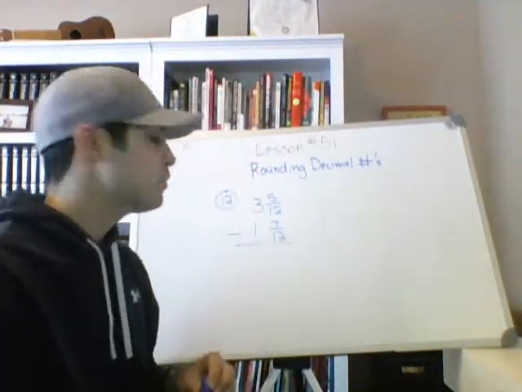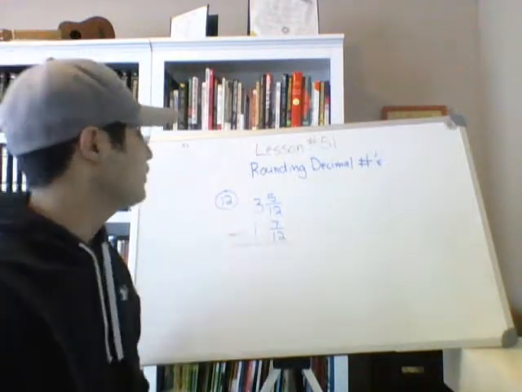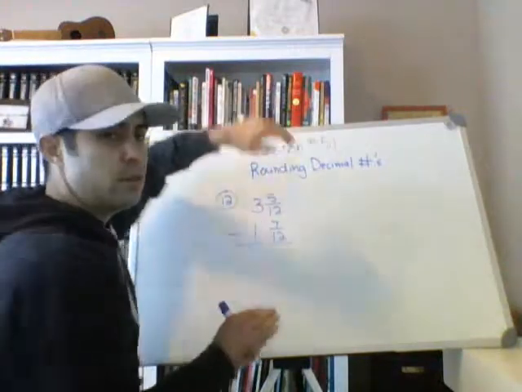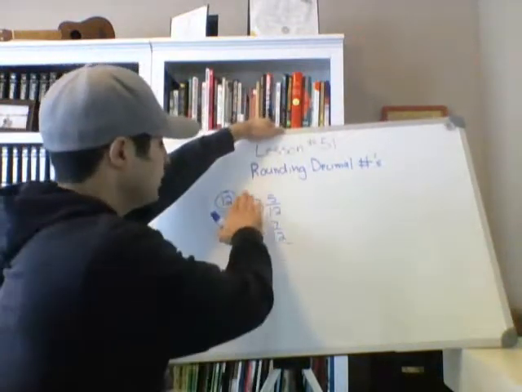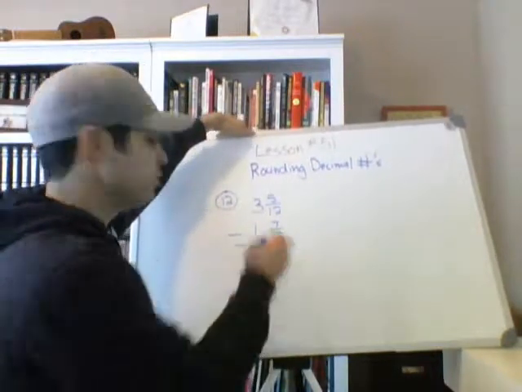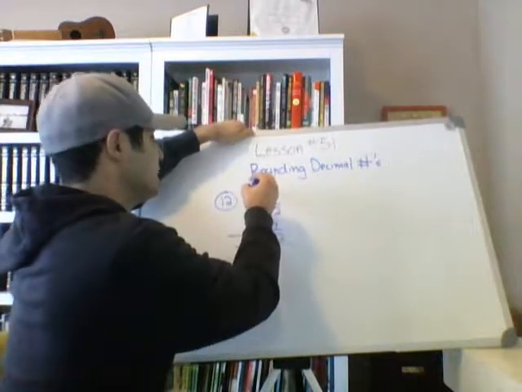Alright, last problem I'm going to go over on your homework. Number 12. 3 and 5 twelfths minus 1 and 7 twelfths. Now you evaluate your fractions first. 5 twelfths minus 7 twelfths. Now you can't take 7 away from 5, so you need to borrow from the 3. The 3 becomes a 2.